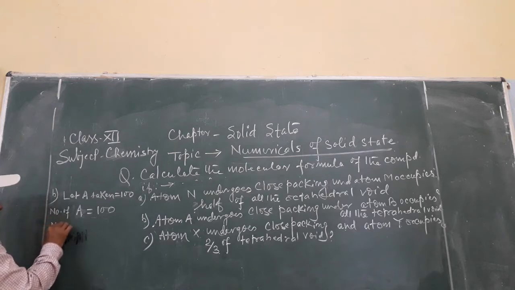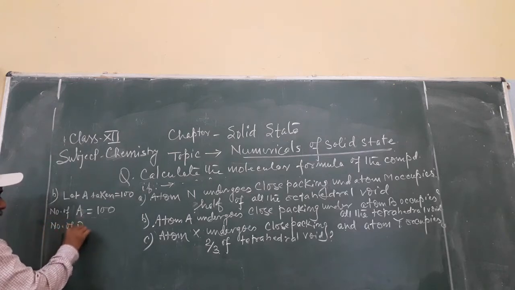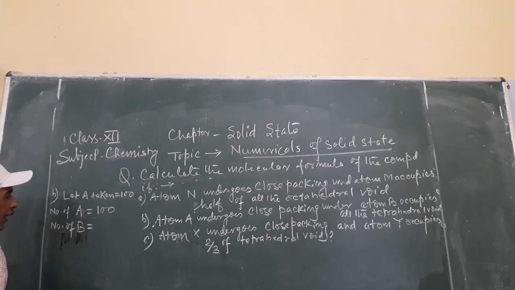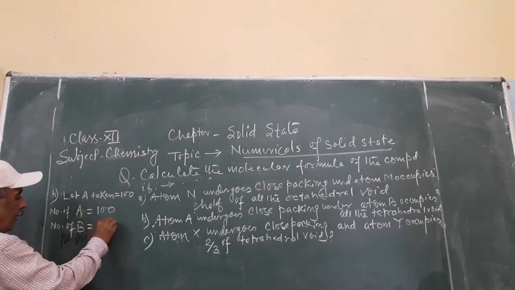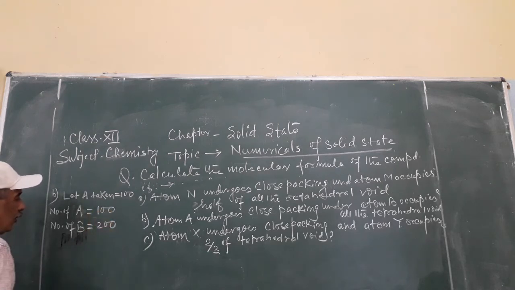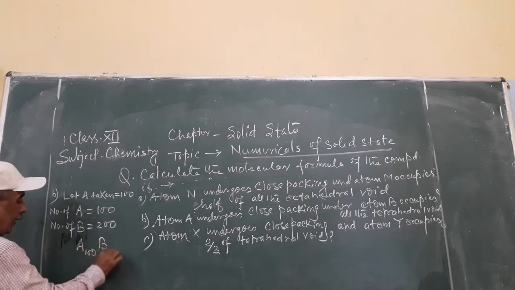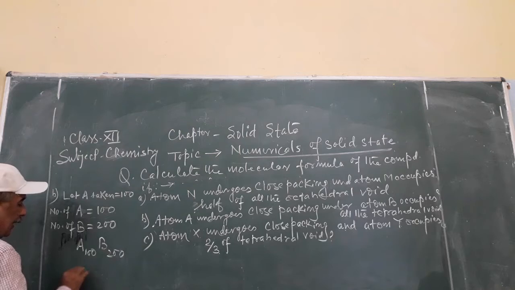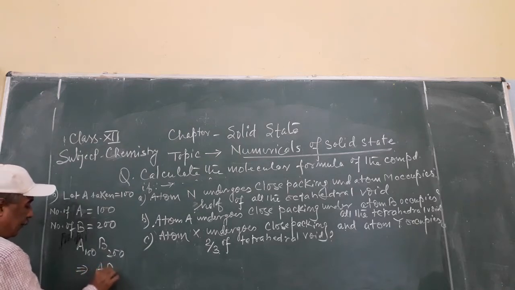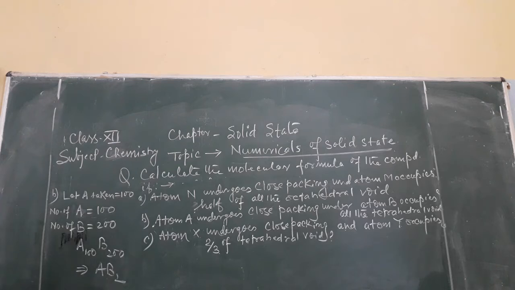The number of B will be 200. So the formula will be A100 B200. It will be AB2. Correct? Now come to the third.